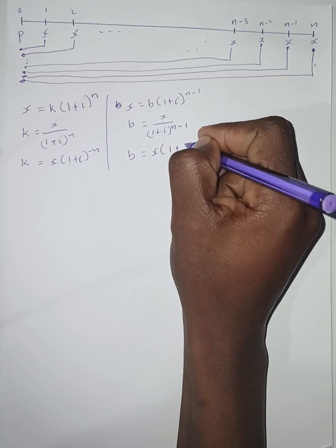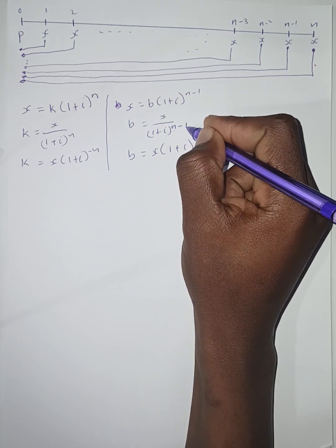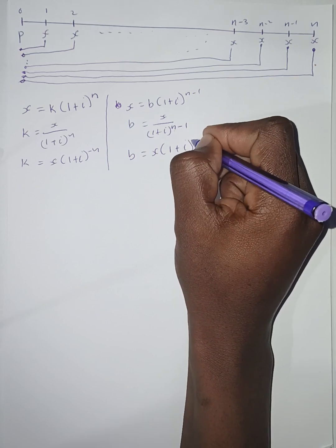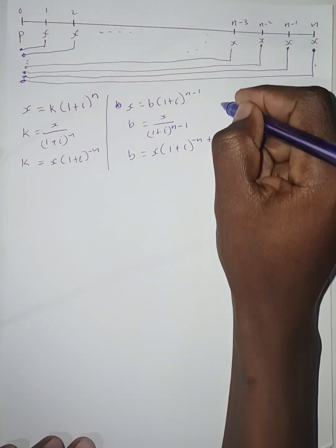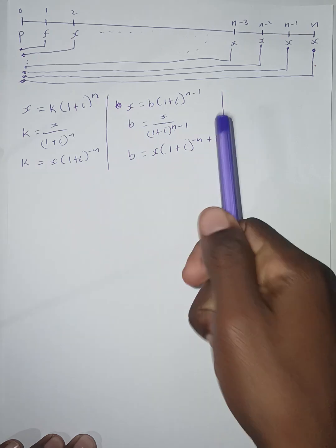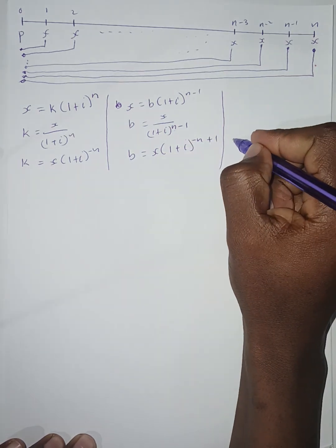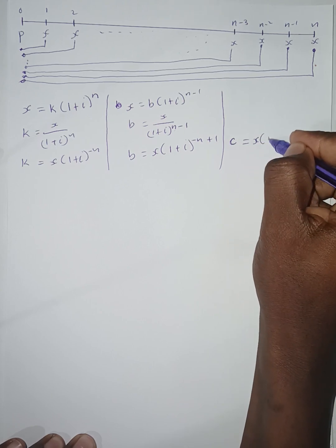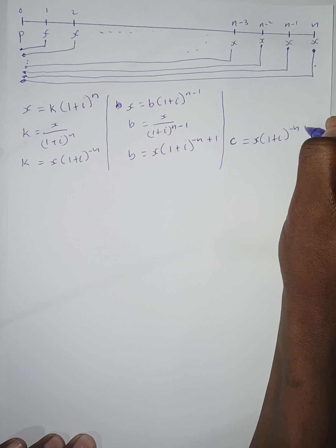If I write that, resembling that, B would be equal to X (1 plus I). Since that was positive, it would become negative, and the one which was negative would become positive. So this would become negative n plus 1. So again, you would note that the one at T2 would do the same thing and get to the same point. So I'm just going to call that C. So C would be equal to X (1 plus I) to the power negative n plus 2.